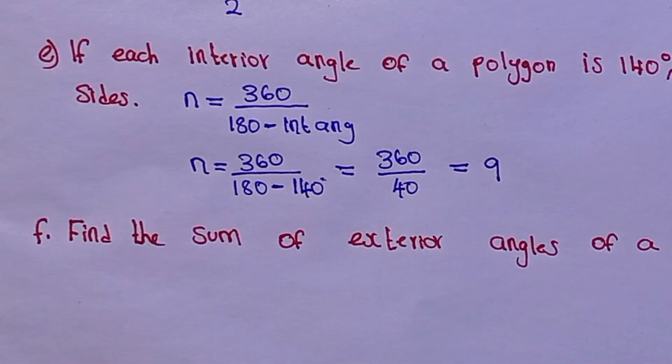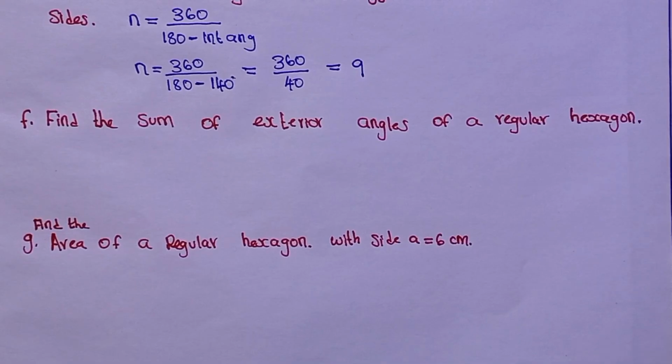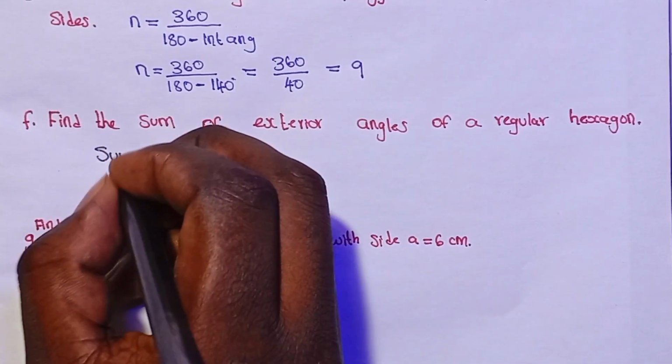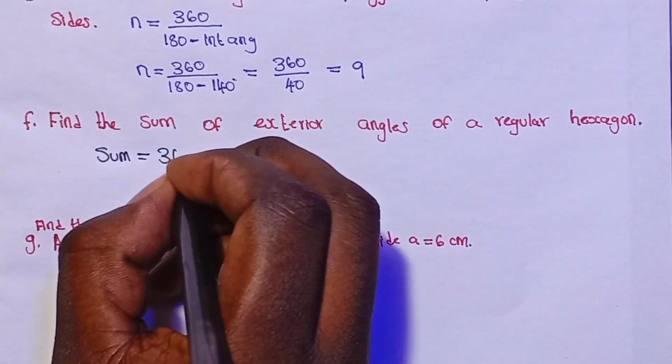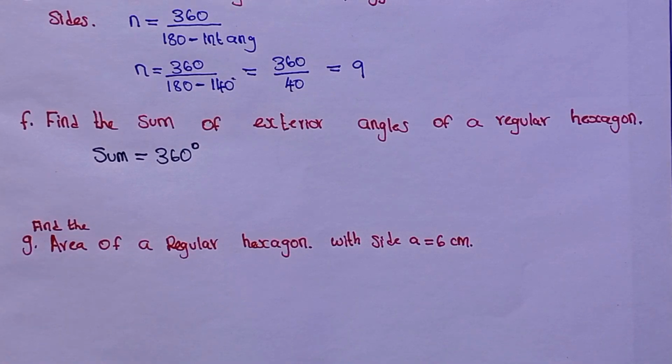So the next question: find the sum of exterior angles of a regular hexagon. From what we know, for all polygons the sum of the exterior angles is 360. So the sum is equal to 360 degrees. There is no other alternative.